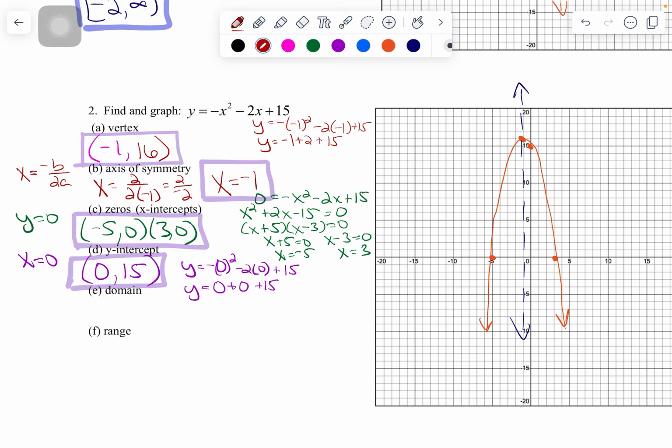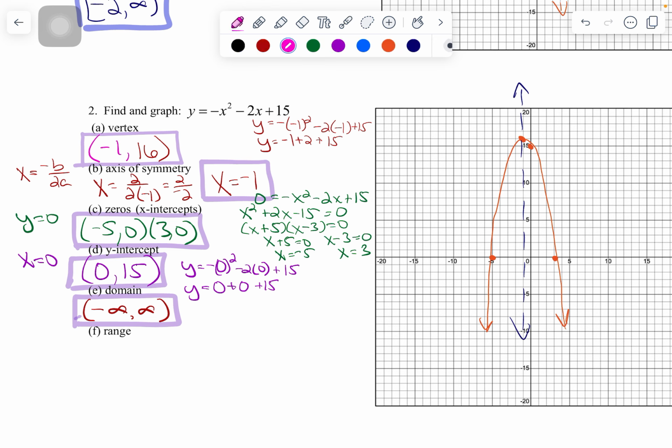We've got two more pieces to answer, which are domain, so negative infinity to infinity. These quadratic equations that we're dealing with, if they're functions, you're going to have negative infinity to infinity because there is no boundary on how far to the left or how far to the right this graph will go. You can input any x value you want into it.